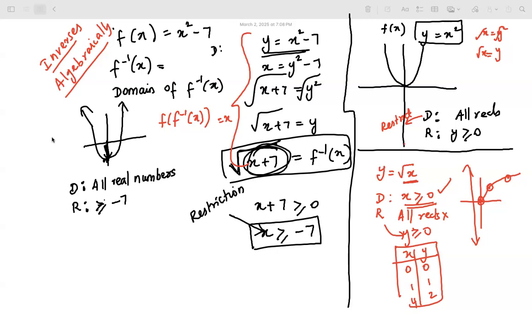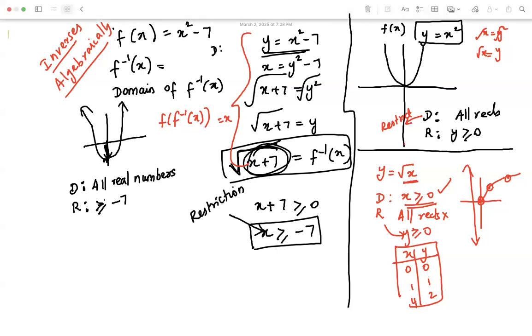Here we are going to find out graphically. I'm going to find the inverse graphically now. When I want to find the inverse graphically, I draw the line y equal to x. This is the line y equal to x. Now I consider that line as my mirror.